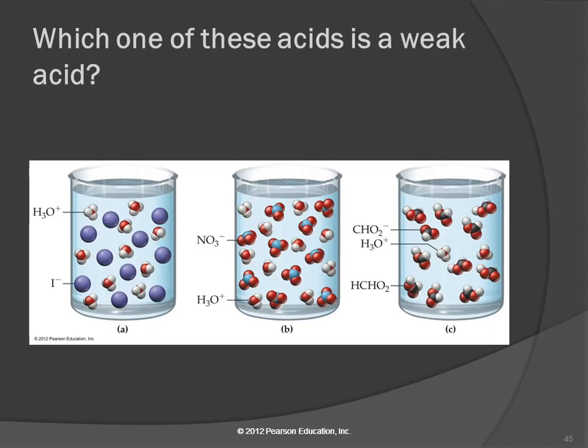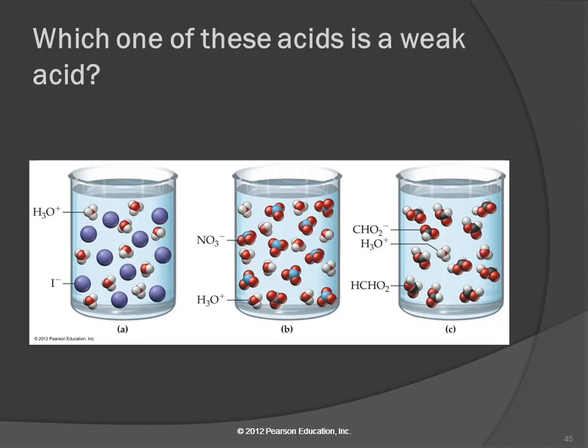So let's look at these illustrations. Which one of these is a weak acid? Well, let's look at beaker A. What do we have in beaker A? We have two kinds of particles, right? We have these hydronium ions and we have the iodide ions. So that is fully ionized. There's no HI, no white and blue molecules. So this is a strong acid. It ionized completely. How about this one?